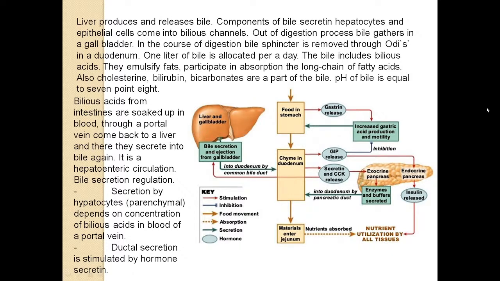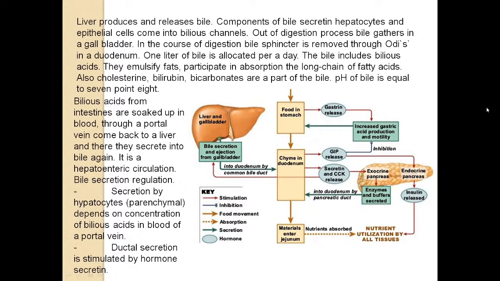Next question, liver role in digestion. The liver produces and releases bile. Components of bile secretion: hepatocytes and epithelial cells release it into bile canaliculi. Outside of the digestion process, bile is stored in the gallbladder. In the course of digestion, bile is released through the sphincter of Oddi into the duodenum. One liter of bile is secreted per day.